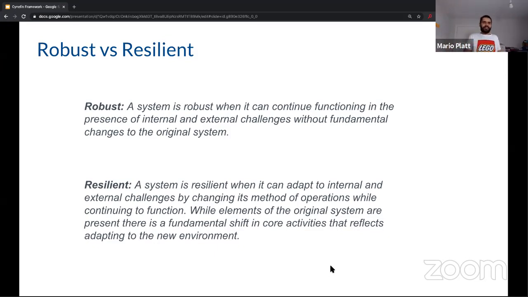So the other type is resilient, right? A system is resilient when it can adapt to internal and external challenges by changing its methods of operations while continuing to function. So while elements of the original system are present, there is a fundamental shift in core activities that reflects adapting to the new environment. Right? So resilience is about adaptive capacity.